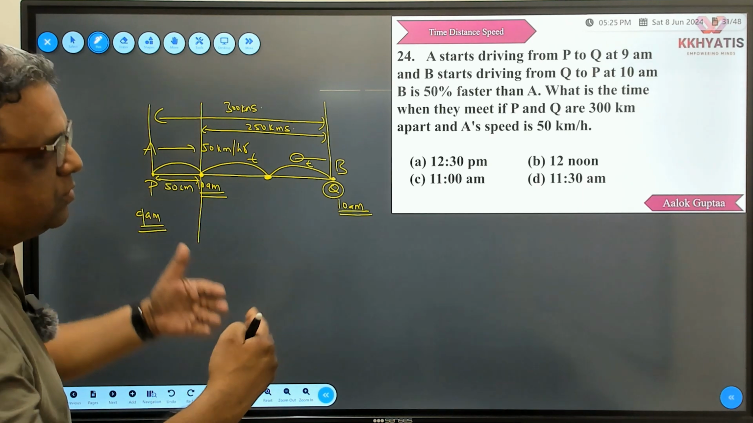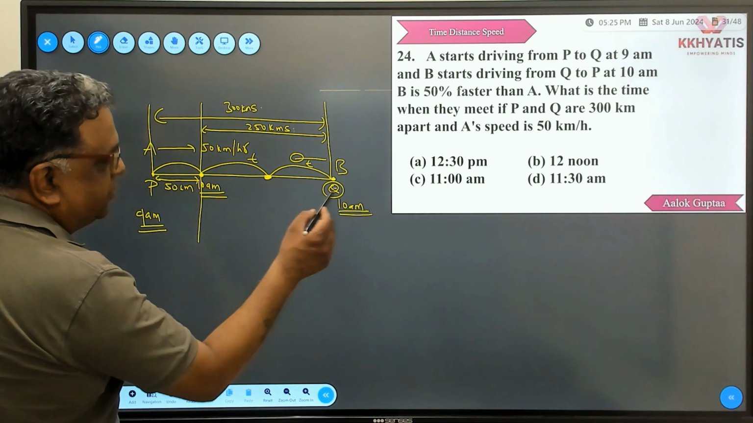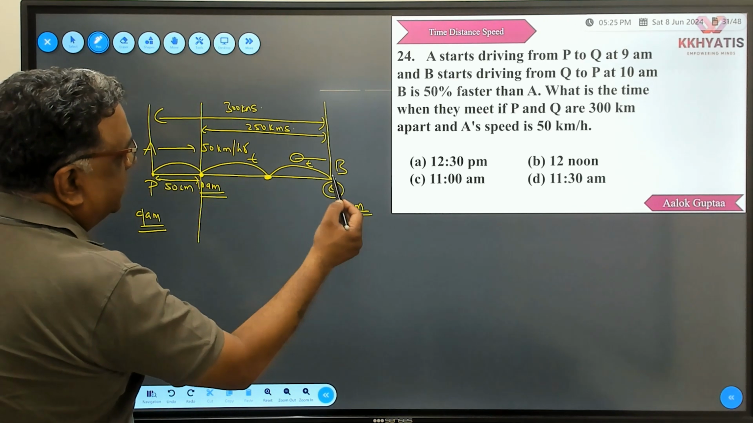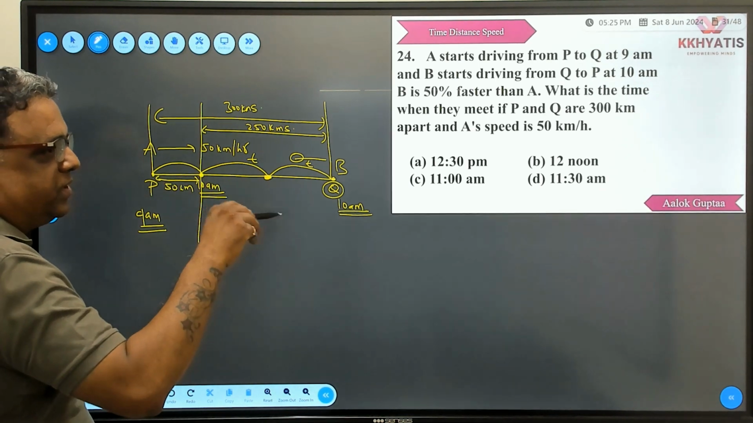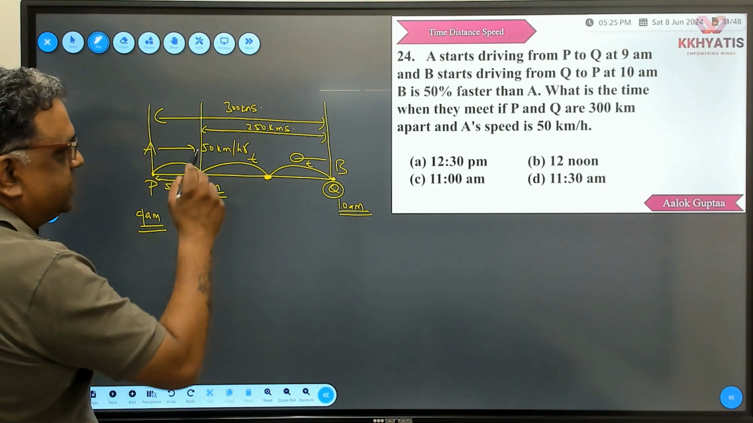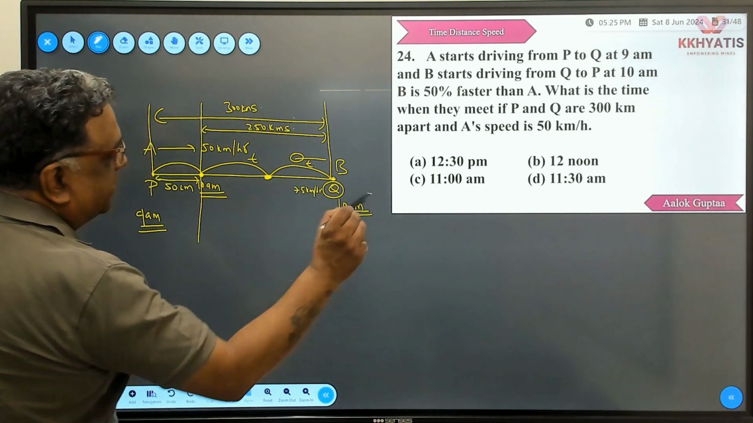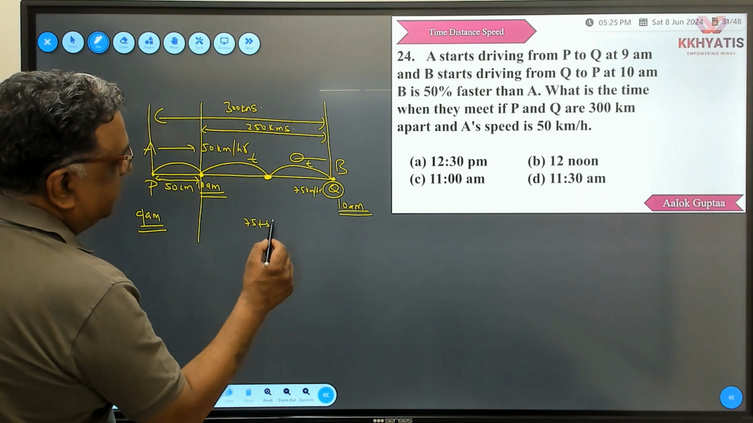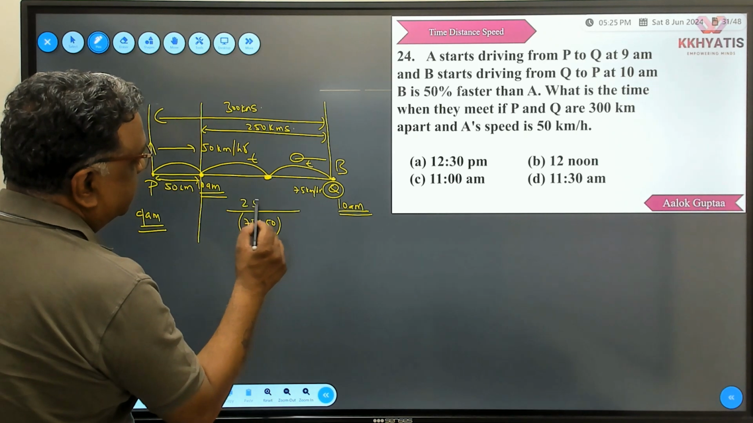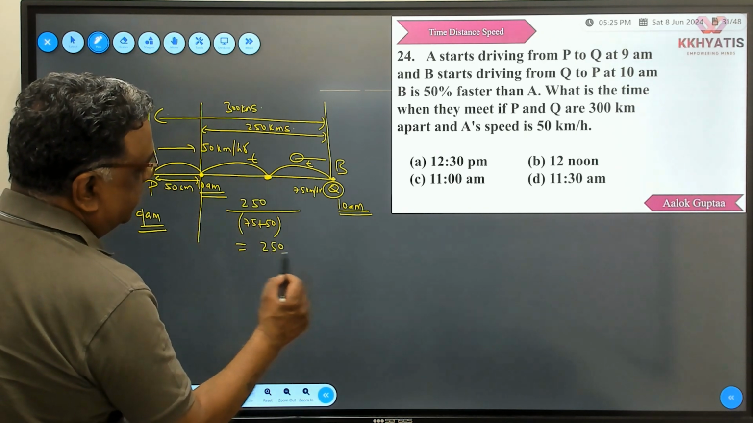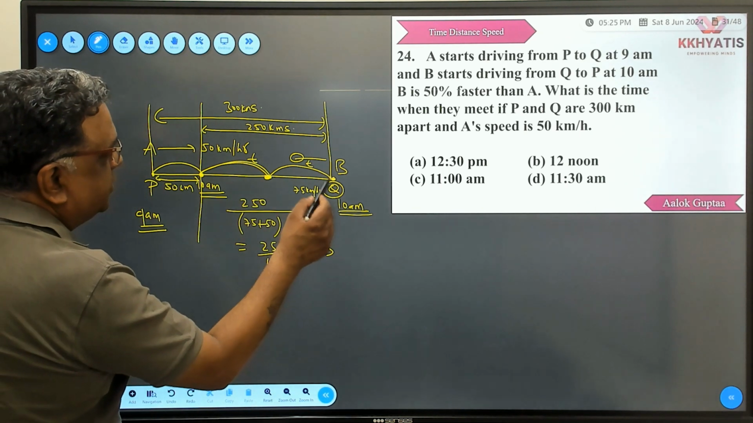Now since they are moving towards each other, the effective speed will be the addition of the two speeds. B is 50% faster, which means if A's speed is 50, B is 25 kilometers per hour faster, so the speed of B is 75 kilometers per hour. Now their effective speed is 75 plus 50, right? And the distance is 250. So it is 250 upon 125. So 2 hours is what they would have taken to meet each other here.